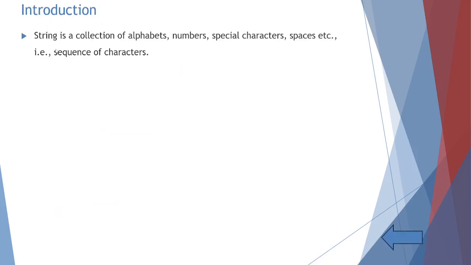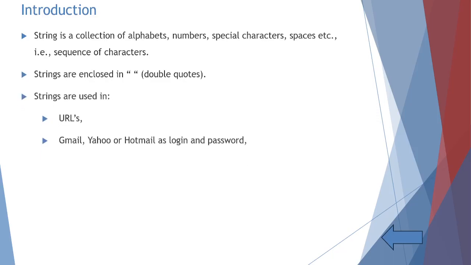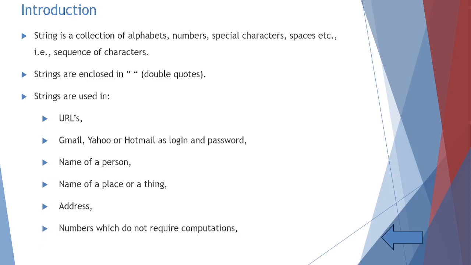String is a collection of alphabets, numbers, special characters, spaces, etc. That is, a sequence of characters. And the sequence of characters enclosed in double quotes are known as strings. These can be used for URLs, login and password, name of a person, name of a place or a thing, address, numbers which do not require computation such as telephone numbers and dates.